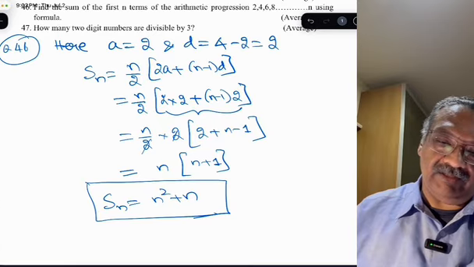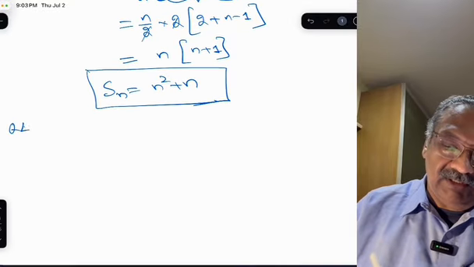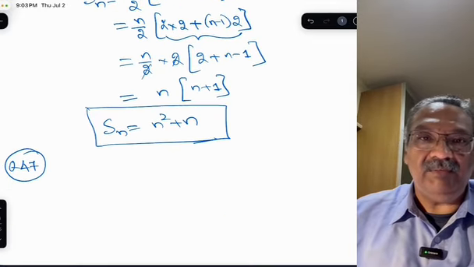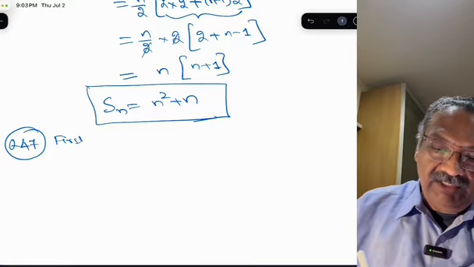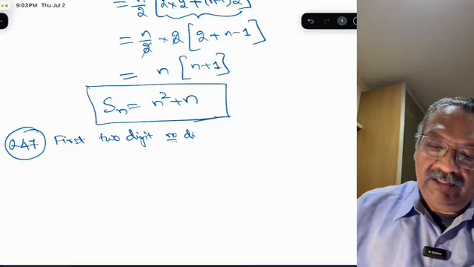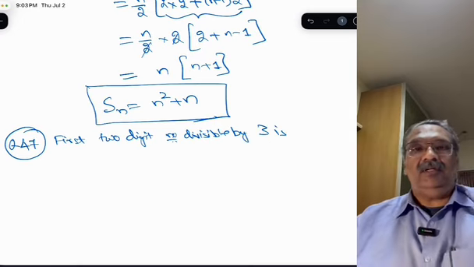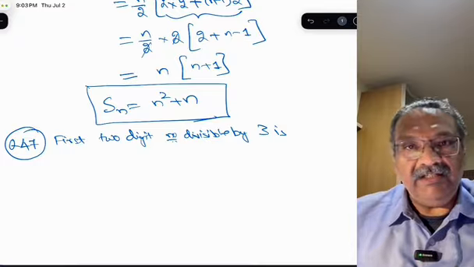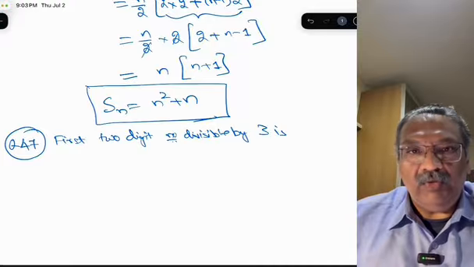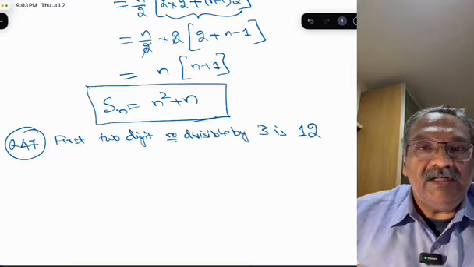Question number 47. How many 2-digit numbers are divisible by 3? So first 2-digit number divisible by 3 is, first 2-digit number is 10. Is it divisible by 3? No. Second, 11. Is it divisible by 3? No. Third, 12. So is 12 divisible by 3? Yes. So 12 is the first 2-digit number divisible by 3.